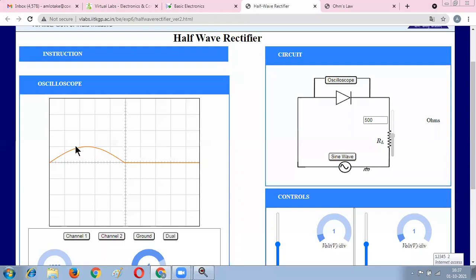या सायकललाच फक्त तुमचा डायोड काय होतो आहे? कंडक्ट होतो, आणि त्यामुळे तुम्हाला इथे आउटपुट व्होल्टेज मिळत आहे. And during the negative half cycle you are not getting the output voltage, so the diode will be off.